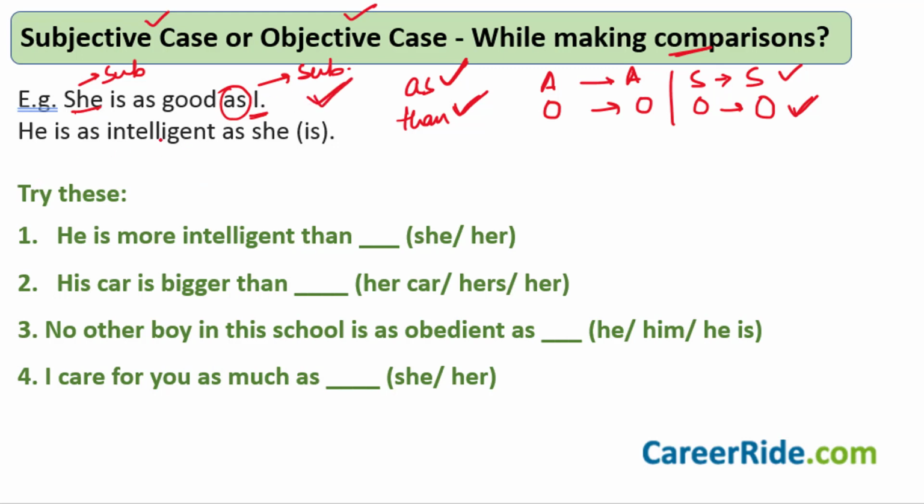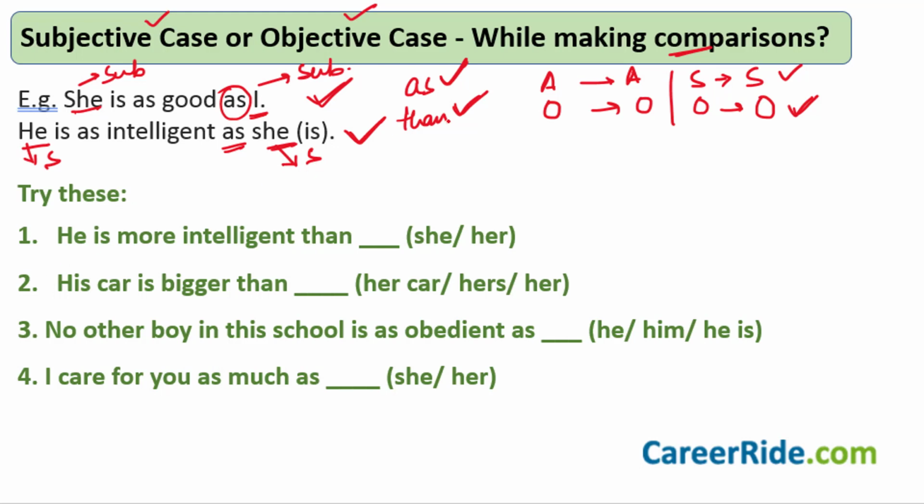Now see this one. He is as intelligent as she. Which means we are making the comparison here, right? And which are the two things we are comparing? We are comparing he and she here. These are the two people. He is the subjective case. She is also the subjective case. So we are comparing subjective case with a subjective case, which makes this sentence correct, right?